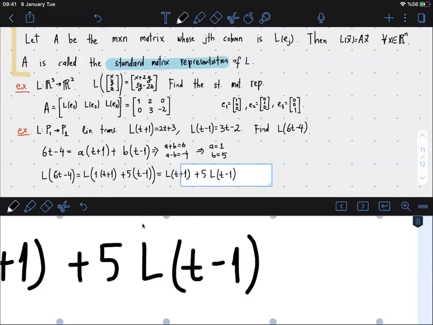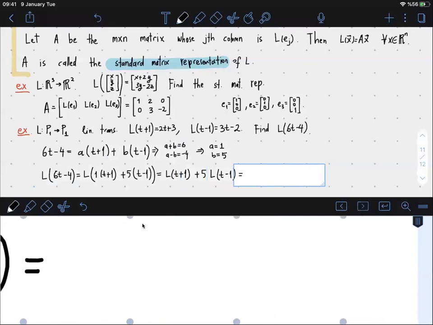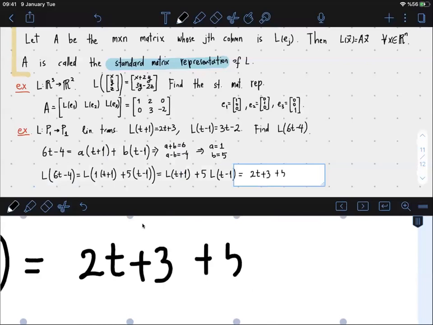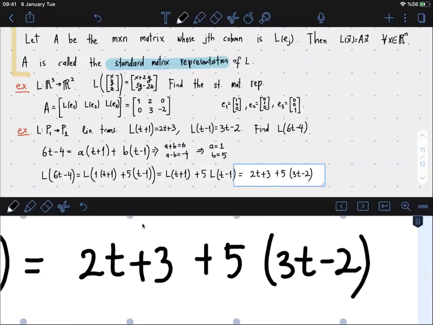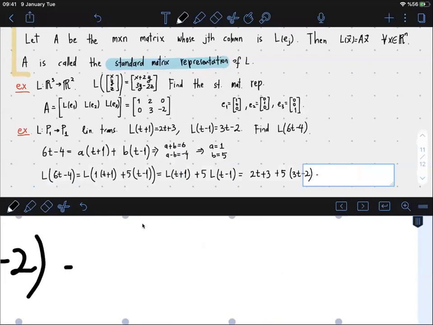Okay. So what is this? What is L of t plus 1? This is 2t plus 3. What is L of t minus 1? This is 5 times 3t minus 2. Okay, so the result is 17t and plus 1.